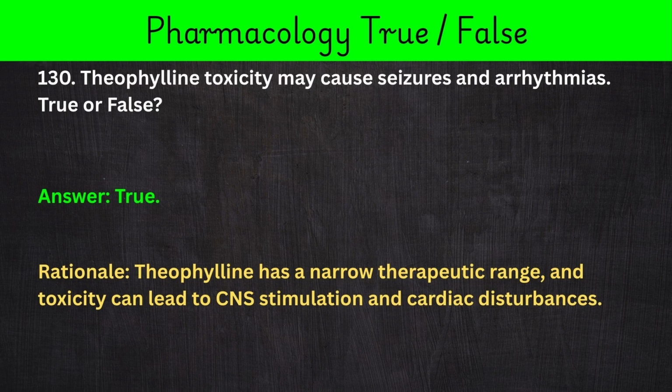130. Theophylline toxicity may cause seizures and arrhythmias. True or false? Answer: true. Rationale: theophylline has a narrow therapeutic range, and toxicity can lead to CNS stimulation and cardiac disturbances.